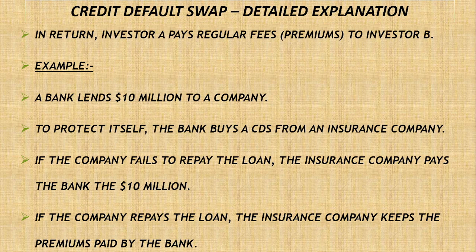In return, investor A pays regular fees, that is, premiums, to investor B. For example, a bank lends $10 million USD to a company. To protect itself, the bank buys a CDS from an insurance company. If the company fails to repay the loan, the insurance company pays the bank the USD $10 million. If the company repays the loan, the insurance company keeps the premiums paid by the bank.